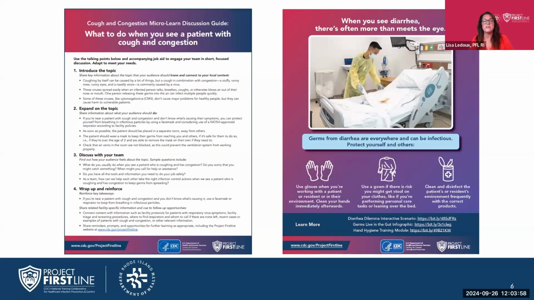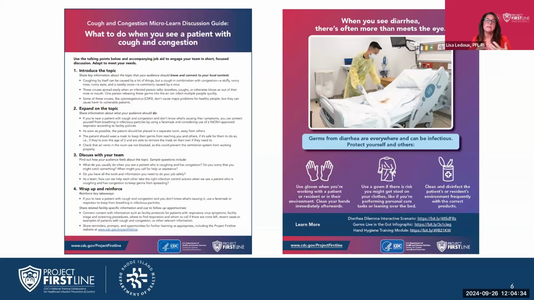The Project Firstline Infection Control Microlearns are a series of guided infection control discussions that provide brief on-the-job educational opportunities. Each microlearn focuses on a single infection control topic and connects infection control concepts to immediate practical value. Healthcare workers can easily apply the key points to their daily work and perform the recommended actions to keep germs from spreading. The microlearns can be incorporated, as I mentioned, into opportunities where groups of healthcare workers gather, at change of shift huddles or any in-services or meetings.